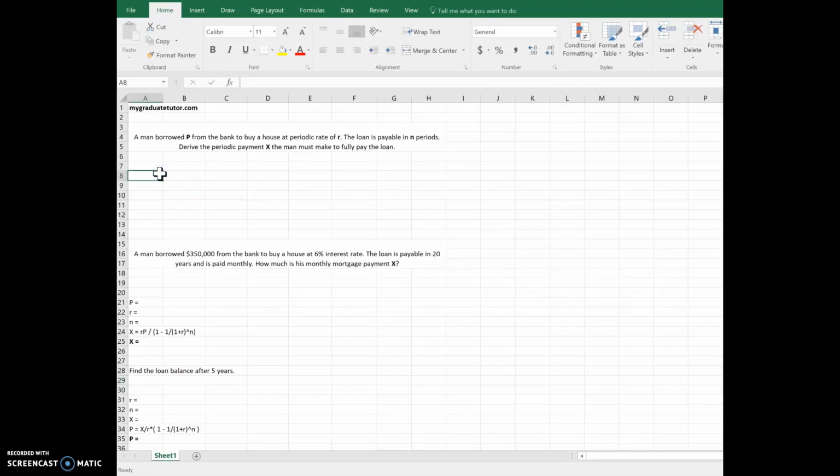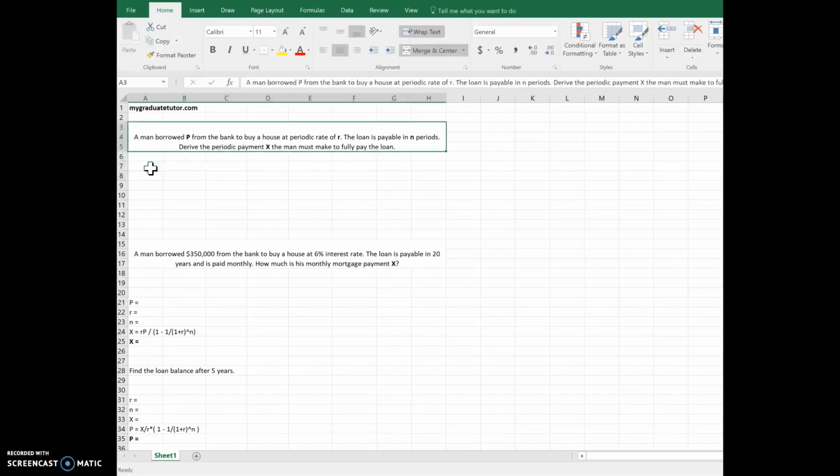Hello. Okay, so we're going to derive the formula for the annuity. An annuity is a set of payments that starts at period 1 and ends at period n to cover for something that you borrow, which is valued at p in period 0. So let's have this example here.